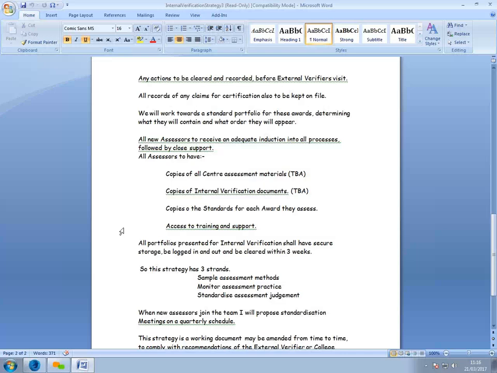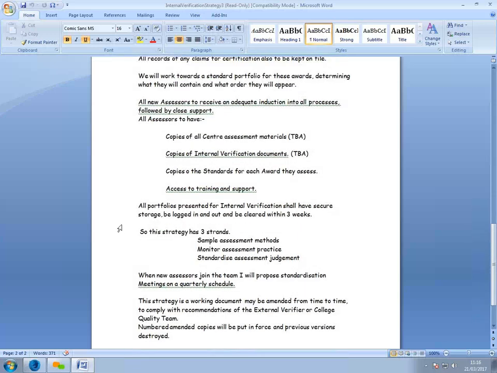So this strategy has three strands: sample assessment methods, monitoring assessment practice, and standardized assessment judgment. And those three strands really go through the whole of IQA. It's all about managing the documentation process to make sure that everything's covered.